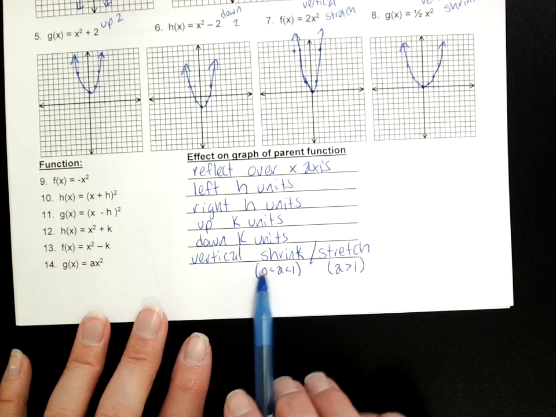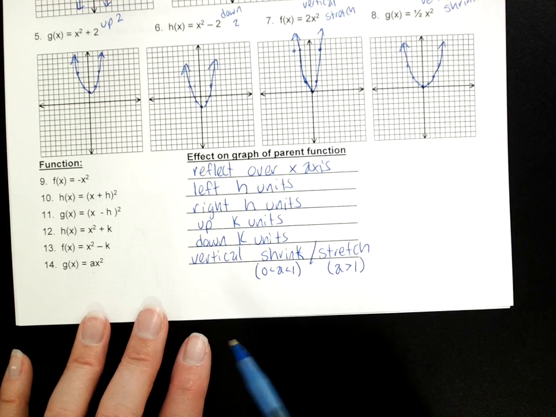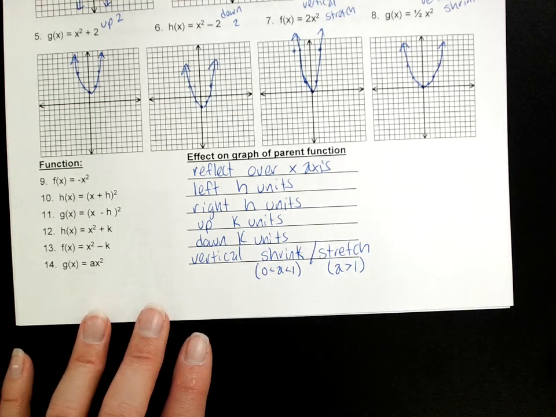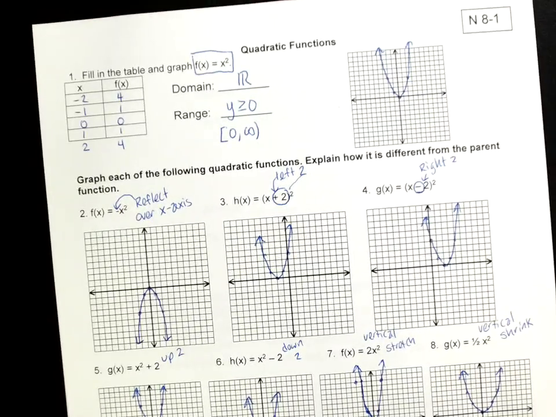What is that? Is it between 0 and 1? Then you have a shrink. If it's bigger than 1, you have a stretch. If it is 1, then you have no change. So let's look at a couple more examples that have a few more transformations on them.